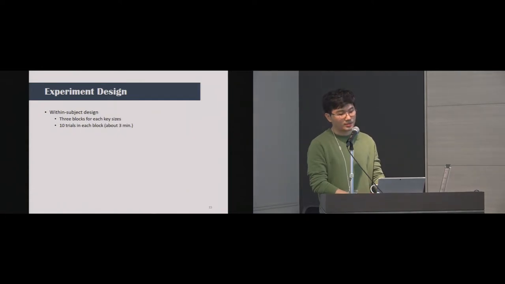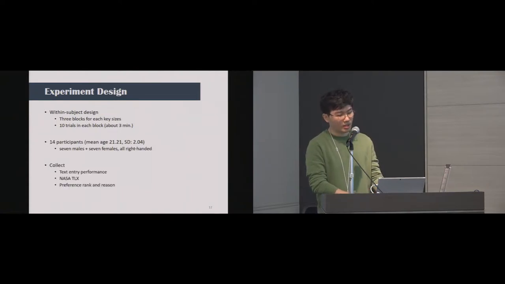We used a within-subject design with key size as an independent variable. In each condition, a task of 3 blocks was given. Each block consisted of 10 phrases. Each block took approximately 3 minutes, and a 1-minute break was provided between each block. 7 male and 7 female right-handed participants were recruited. We collected text entry performance, NASA TLX responses, and preference ranks of each condition.